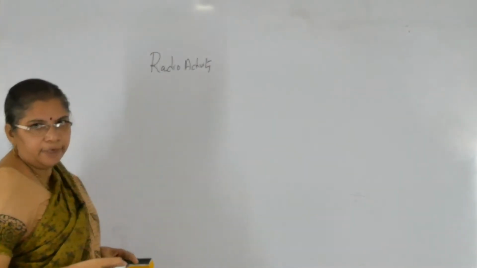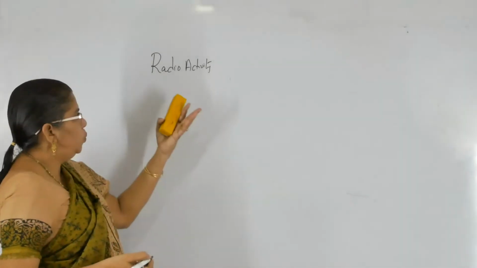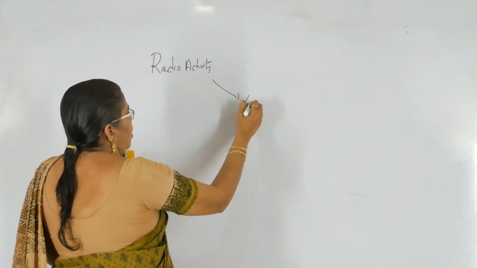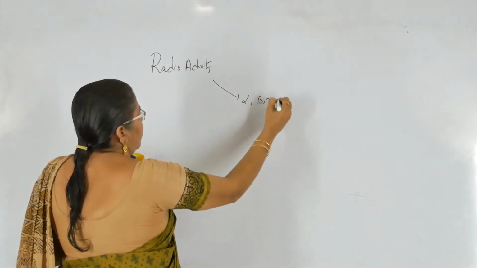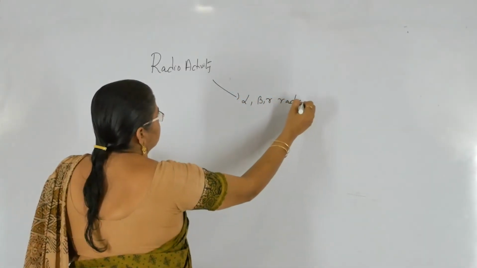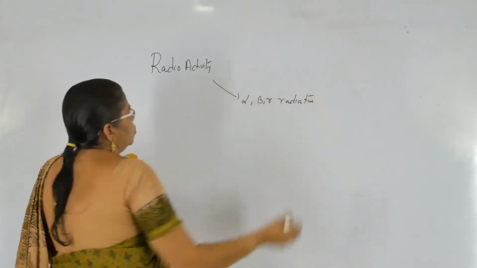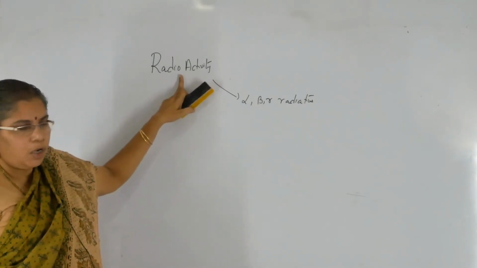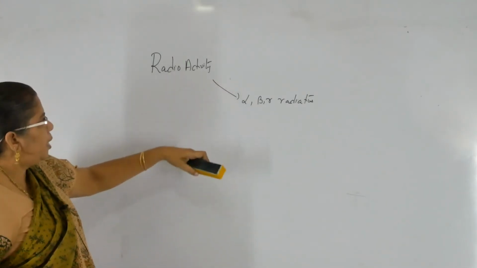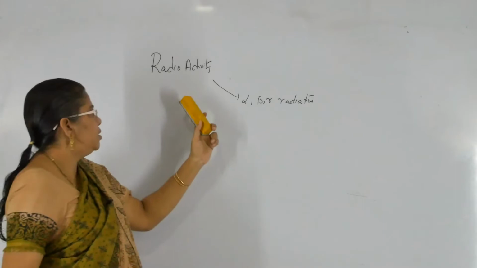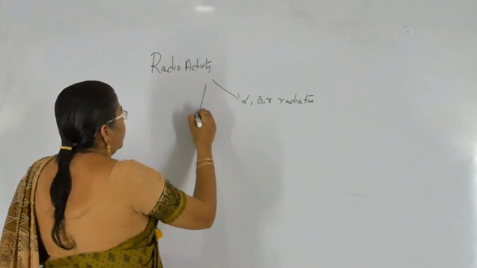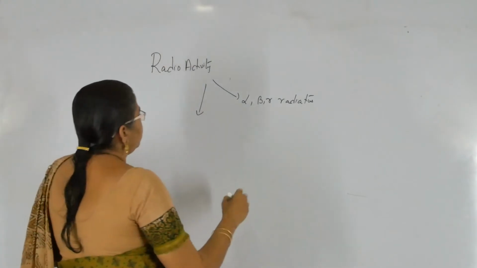So radioactivity means when a nucleus is unstable, it emits alpha, beta and gamma radiations. Almost all the radioactive nuclei are supposed to undergo this radioactivity. And the unit of radioactivity is the Curie.